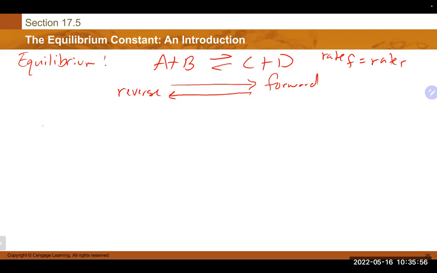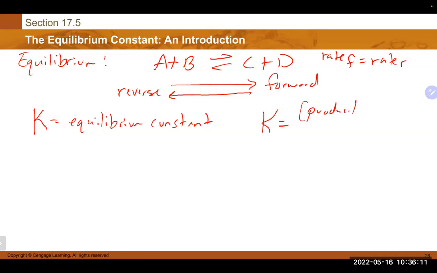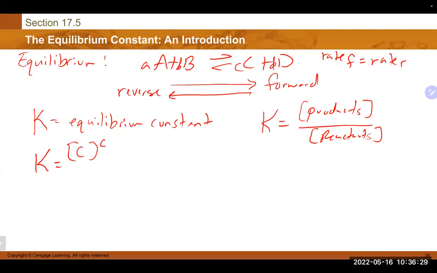There is an expression that you could write for an equilibrium reaction. That's what's known as the equilibrium constant. And it is capital K. And it really is the products divided by the reactants. And when we do write the equilibrium expression, we also do take the coefficients into account. So again, if this was like A and B and C and D here, we would write that K is equal to the concentration of C to its coefficient times the concentration of D to its coefficient divided by A to its coefficient and B to its coefficient.